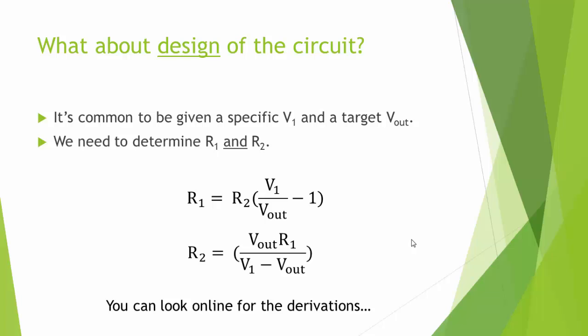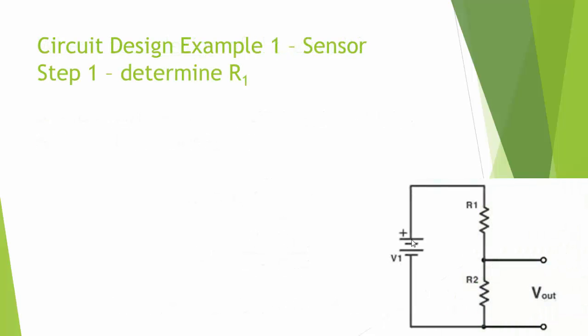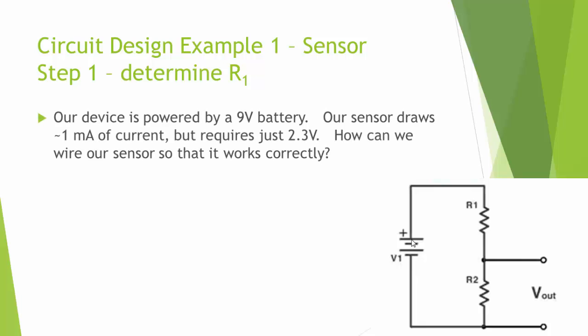If you're curious about the derivations of these things, you can work them out yourself. If you're pretty good at algebra, you can look online for them. No big deal. So let's just do an example where we're implementing this kind of sensor. Let's imagine we've got a 9-volt battery, and our sensor doesn't need much current, about 1 milliamp, but it can't work from 9 volts. It needs a 2.3 volt power supply. So the question is, how can we wire it so it's going to work correctly?